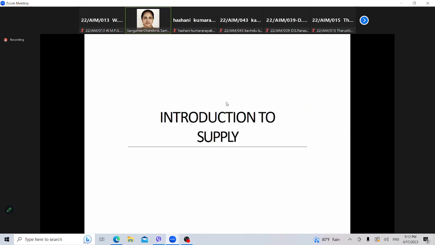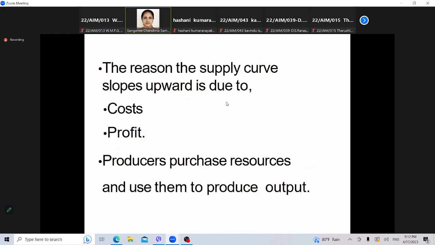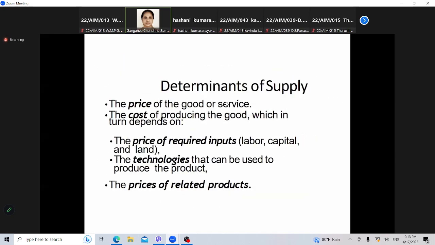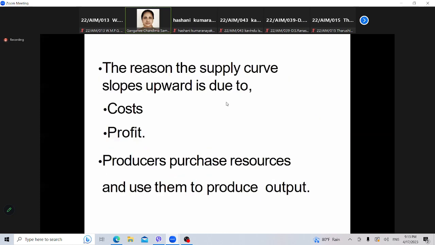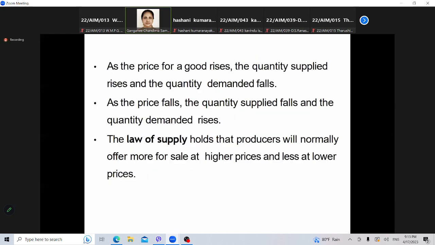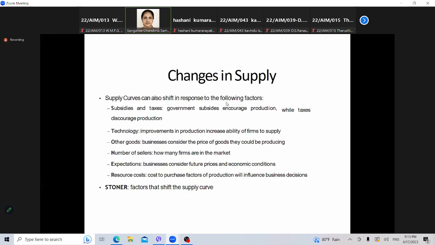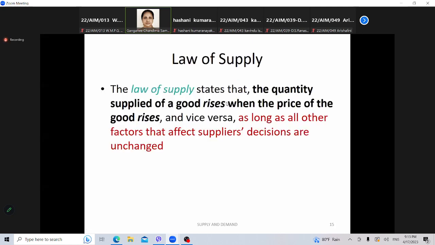See, many factors. So you remember the many factors we listed out. See here, STONER. All these factors may change the supply: subsidies, technology, number of sellers. But here we discussed only one factor, price and quantity supplied, while keeping all other factors constant or unchanged.